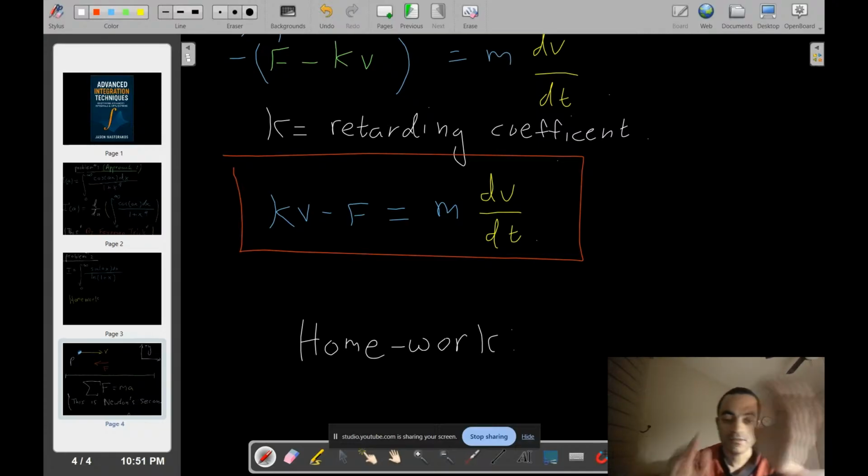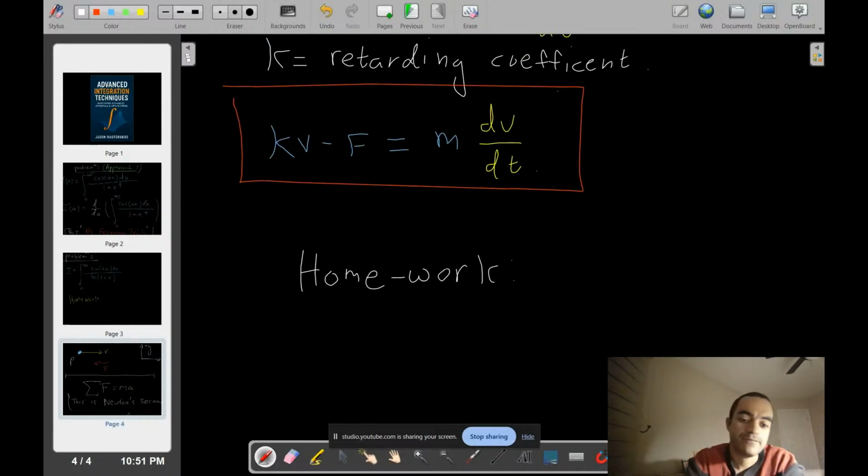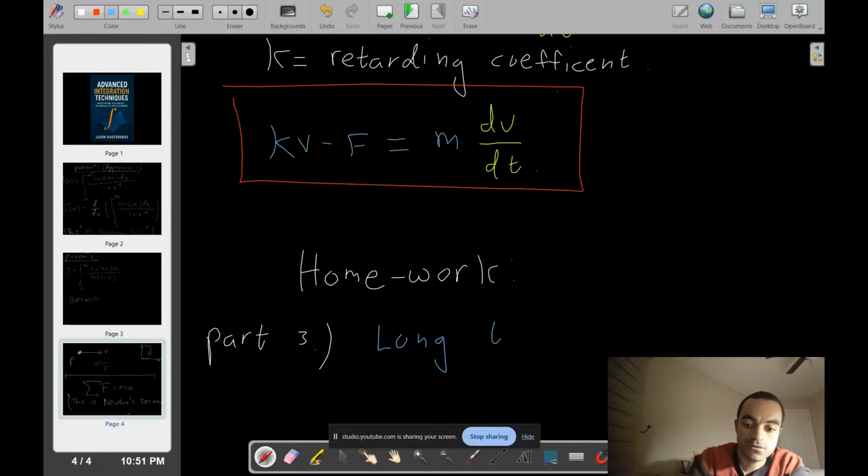So a lot of times when it comes to math and physics, as I said, it's not just about solving something numerically. It's about building the correct problem-solving intuition for the problems. So I want you to figure out part three, long-term behaviors. What are the long-term behaviors? Behaviors of the model.